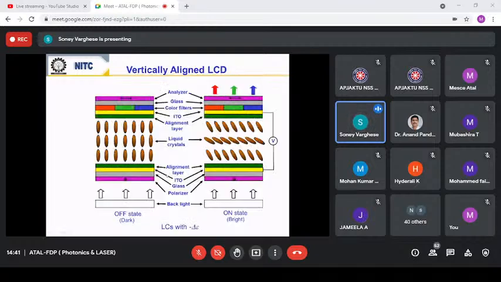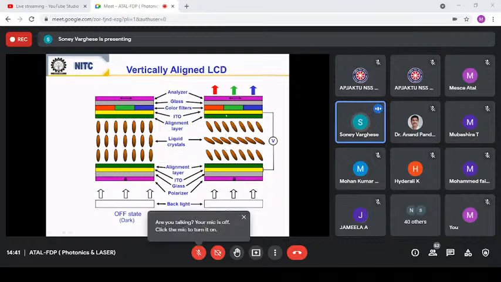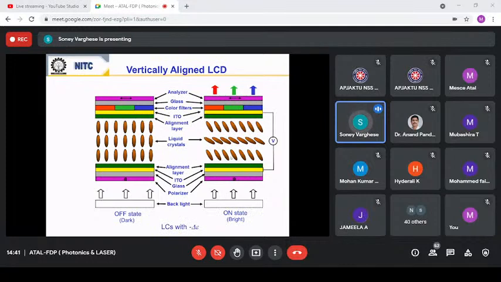Okay. And for vertical alignment, you can see this is the configuration. The molecules will be aligning like this vertically, right? And when you apply electric field, you can see that twist will be introduced and the light can come out because we are keeping the polarizer in a different manner, right? So that's how. Both this IPS as well as this vertically aligned mode are commonly used in display devices.